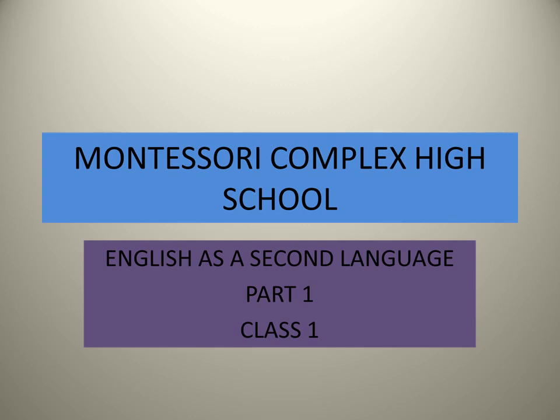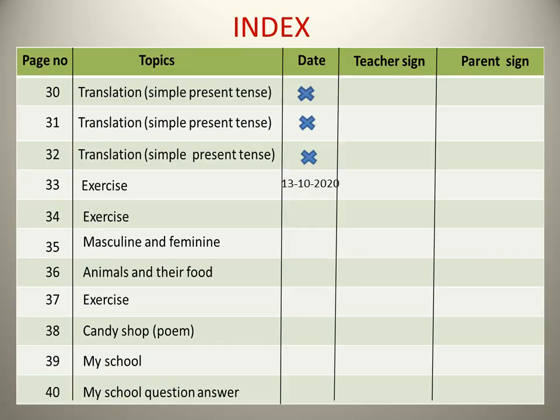Today we are doing work of the English grammar workbook. Children, today we are doing page number 33. As you can see in the index, we are not doing page numbers 30, 31 and 32. So put a cross in front of it and put a cross on the page as well. Okay. So let's start page number 33. Exercise: write the date in the date column.